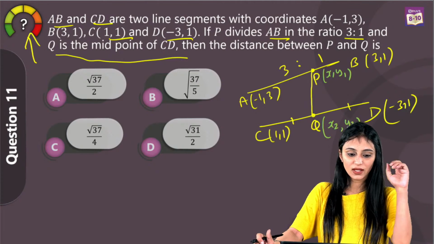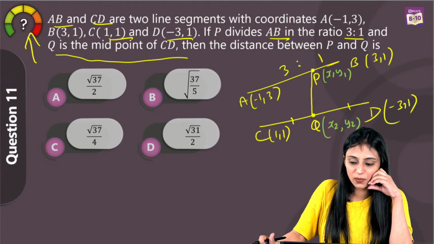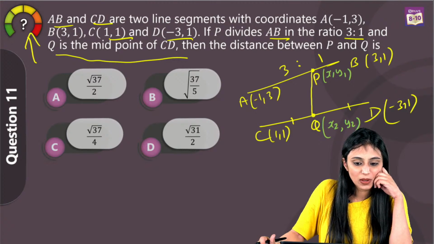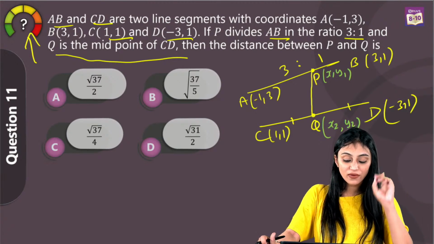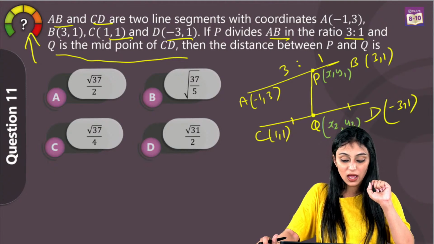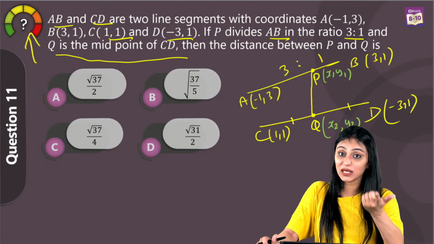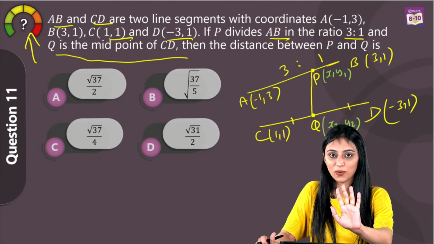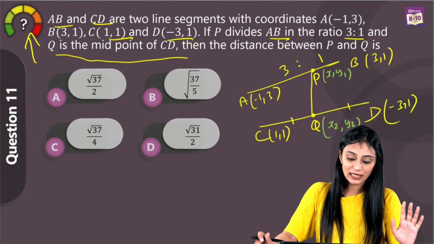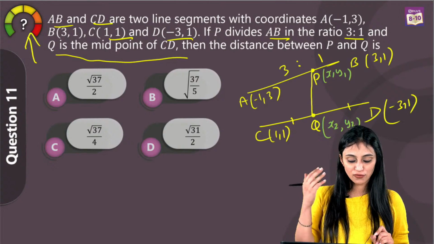Rani says using section and midpoint, find P and Q and then use distance. Absolutely. Santishta says midpoint. Papia says midpoint formula. Yes, for finding out the coordinates of Q, I can use the midpoint formula. For finding out the coordinates of P, I can use the section formula, not midpoint, because the ratio is 3:1. It's not 1:1, right? Quickly, let's find out the coordinates of P and Q.